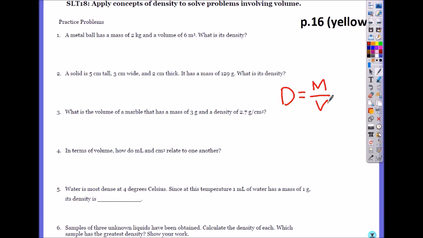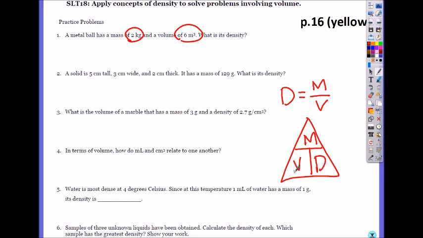So number 1, let's go ahead and apply the concept of density to solve problems involving volume. A metal ball has a mass of 2 kilograms and a volume of 6 meters cubed. So again, I'm going to draw this all the time: mass, volume and density. It doesn't matter where you put them. So what are we looking for? The density. So cover this and you're going to do mass divided by volume. Go ahead and write it: density is mass divided by volume.